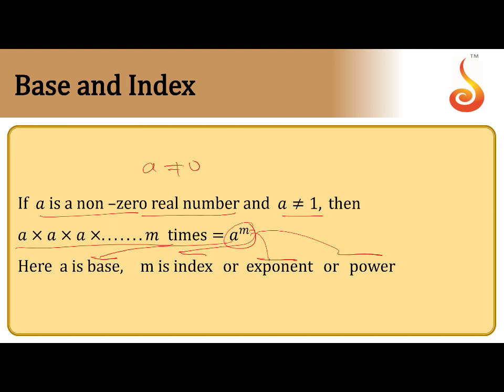So let us be clear. a is a non-zero real number and not equal to 1. It doesn't take 1, it doesn't take 0. So take any value other than 0 and 1. If you multiply a number m times, the resulting answer is a power m only. Let us take an example: 2 into 2 into 2 and so on, 10 times is given. Then what is the answer? 2 raised to power 10. So that is the basic definition, base and index. Clear? Next.